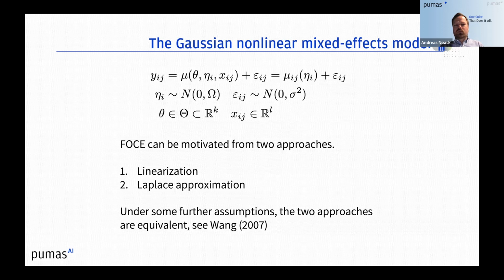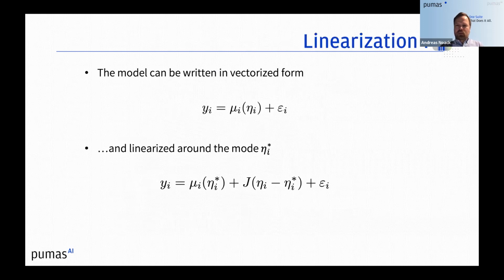So there are two routes to FOCE. One is through linearization, and one is through the Laplace approximation. We'll analyze each, as did Wang in his 2007 paper. First, let's consider the linearization approach. So in the abbreviated form, we can write again y equals mu of eta, as a function of eta, plus epsilon.